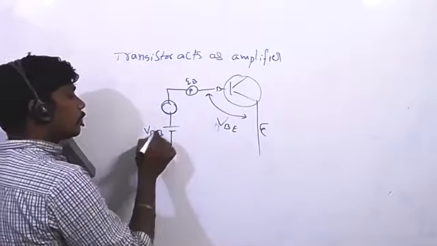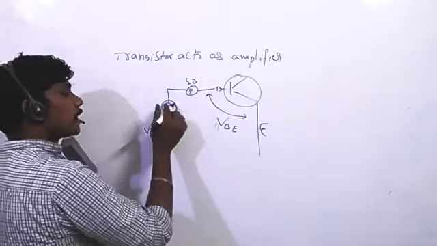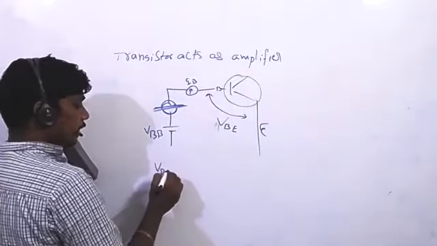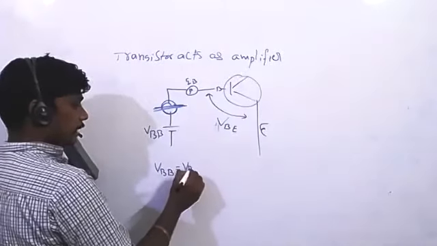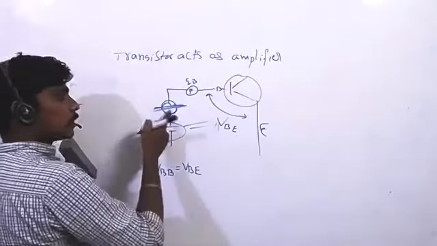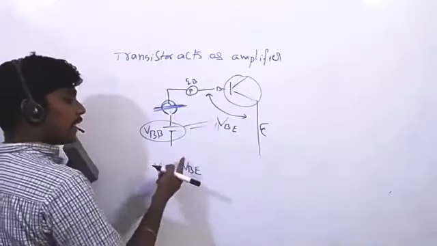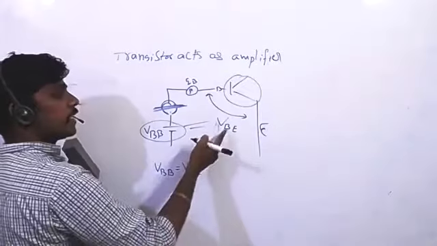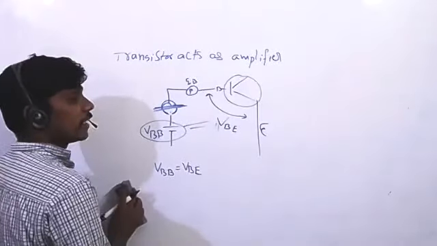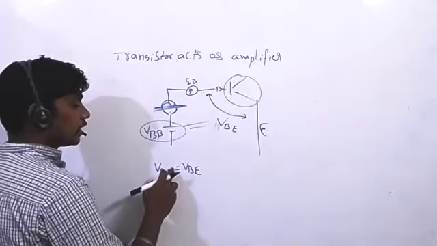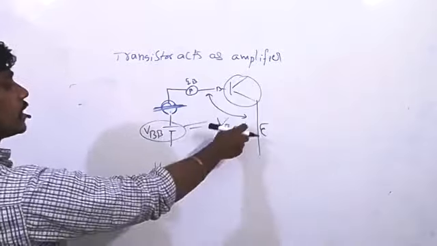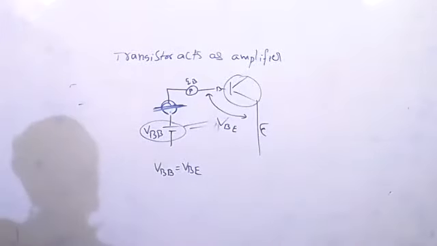If there is no input, that is, if there is no signal, VBB will become VBE. This is when there is no signal. If there is a signal, then there will be a change here. About that change, I explained. Please concentrate on that. Very easy. We have to add a signal here. If we add a signal here, then definitely there will be a change in the VBE.